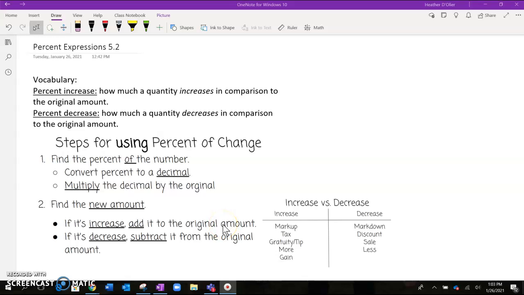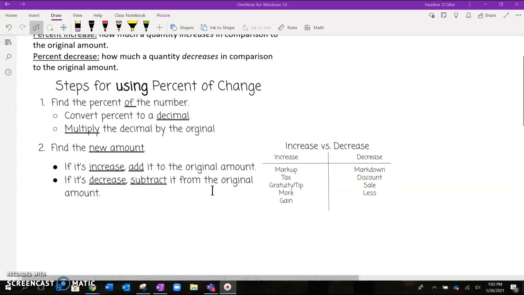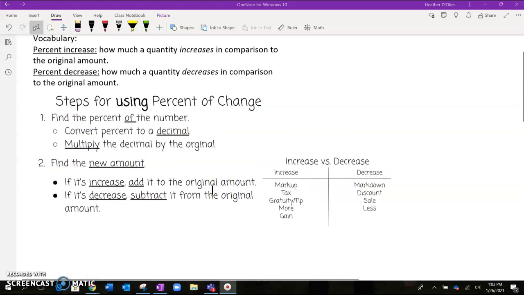I'm going to remind you guys how we can write percent expressions, which was from 5.2 in our textbook. And if you'll notice, I keep using the same steps and the same vocab because it's still a very similar process. So we're still looking at those percent increases, percent decreases. Our steps for using percent of change are the exact same.